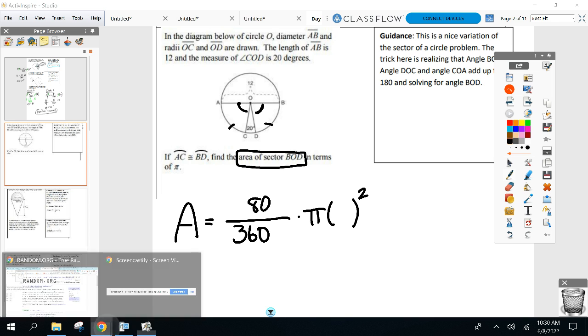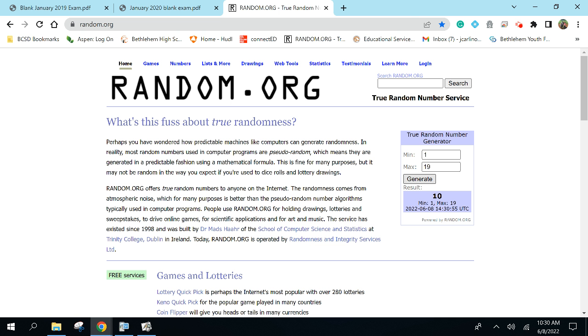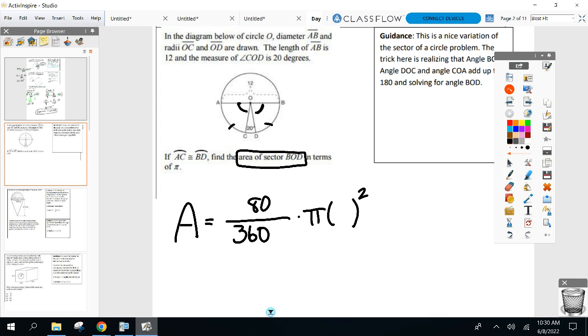And how about the radius? Because that was not given. 6. There we go. And did everyone read the directions? In terms of pi. So you should have had the pi in your answer, not touched in your calculator. 80 over 360 times 6 squared, right in your calculator. Leave the pi there. And we end up with 8 pi.